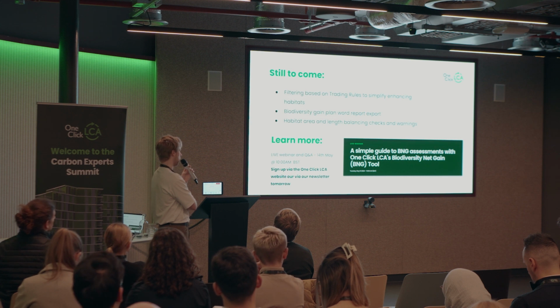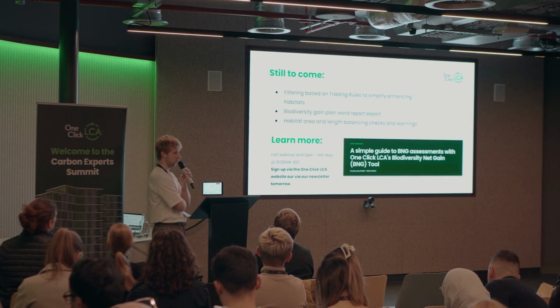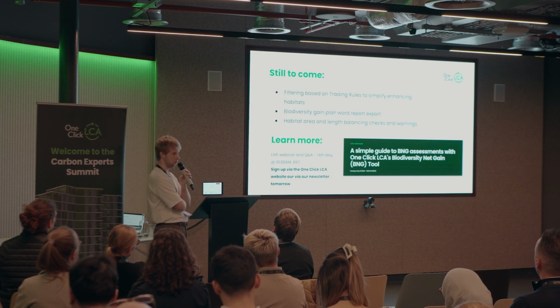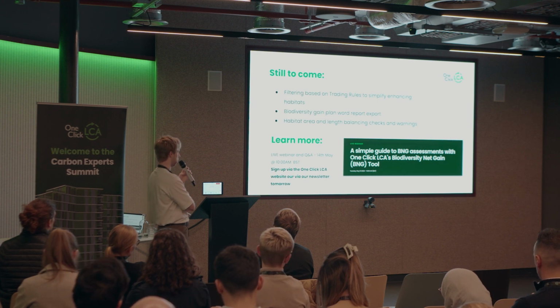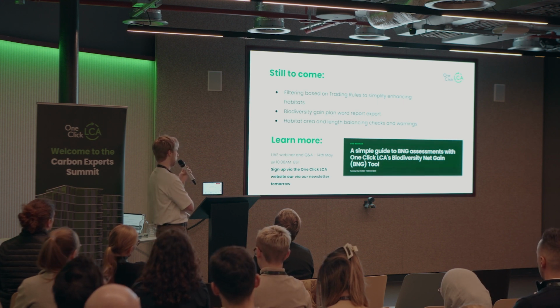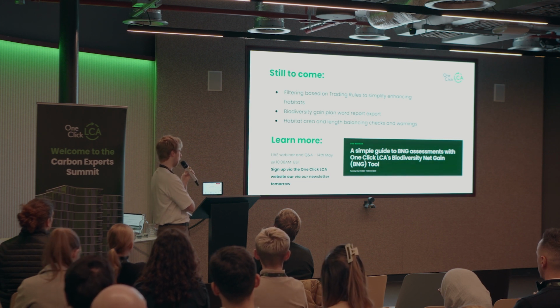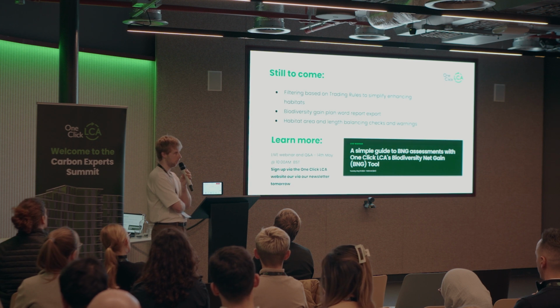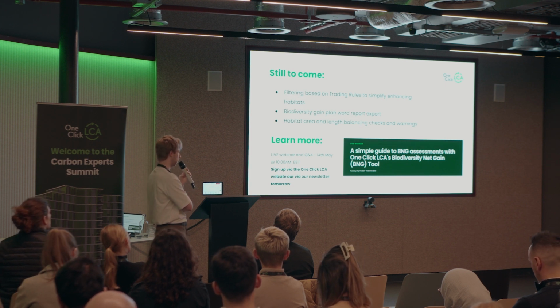Other than that, there's the Biodiversity Gain Plan, which is a Word document required as part of your planning permission submission. And then finally, a small thing, but balancing habitat areas and lengths within the tool, just a nice to have feature that makes it a bit easier for you to keep track of.